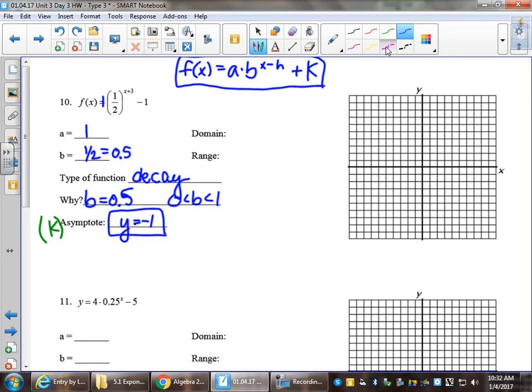I'll graph my asymptote first. So I go to -1 and I draw my dashed line. Using a highlighter will make it stand out, but just make sure you're right, because once you draw in a highlighter, it's permanent. That's y equals -1. There's my asymptote.